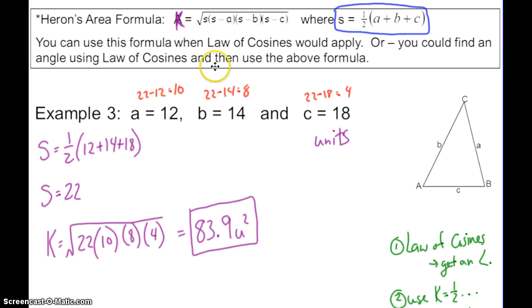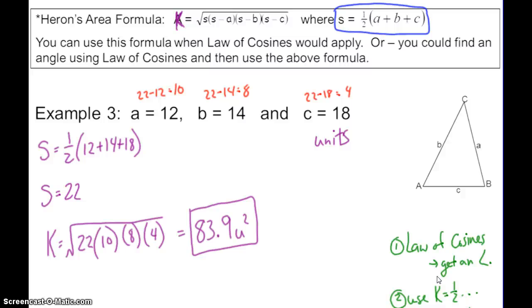And if you don't believe me, you can try the law of cosines to get an angle, use your other formula. Because we round some of our numbers, your answer might be off just a tiny bit, but it's going to be very, very close. All right? And that's it. That's how you find area. There's only two formulas you really need to know how to use, and there they are.